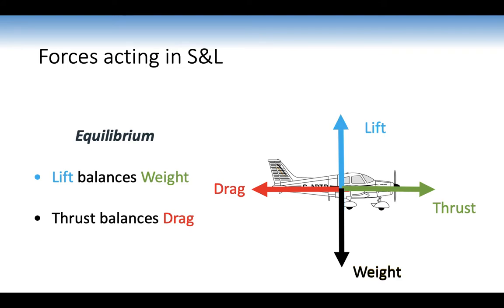So forces acting in straight and level flight, they're all in equilibrium. So lift balances weight, so the airplane doesn't climb or descend, and thrust balances drag, so the airplane doesn't accelerate or decelerate. It stays at a constant speed.